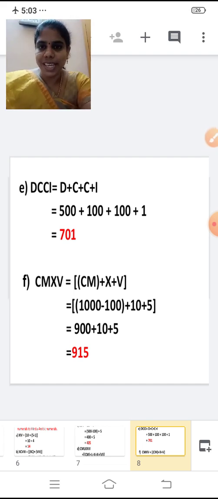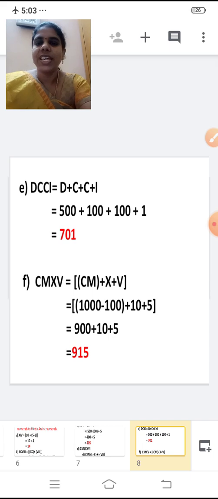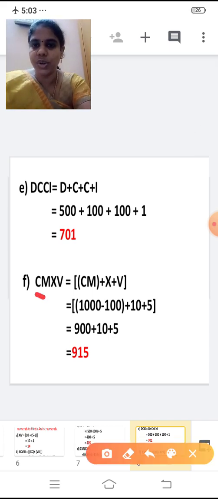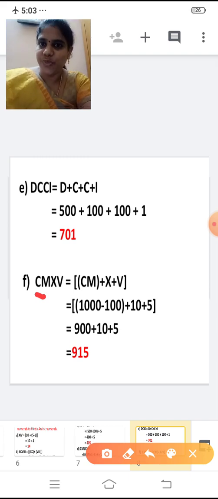I'm repeating it one more time. CMXV. CM, the smaller one is placed before the larger one. So CM plus X plus V. So CM is 1000 minus 100 plus X. Value of X is 10 plus 5. 1000 minus 100 is 900 plus 10 plus 5. So add now: 915.